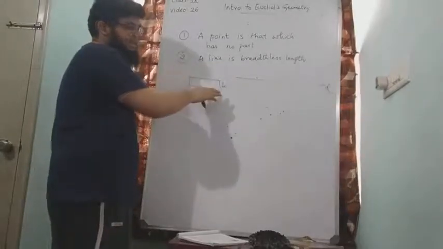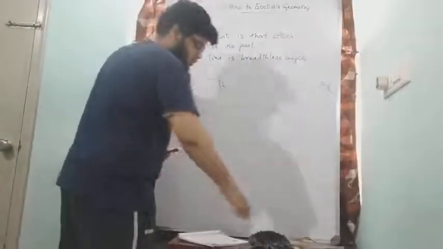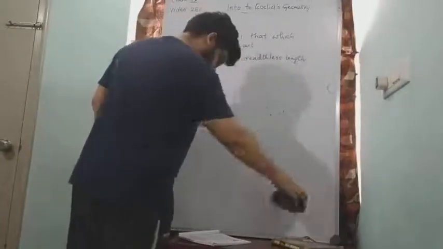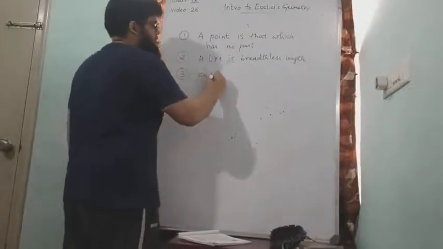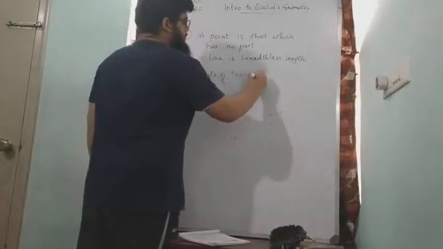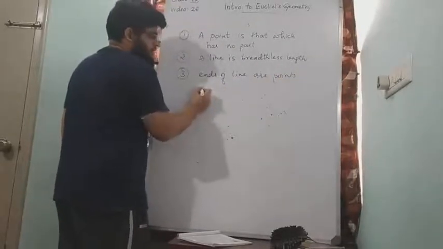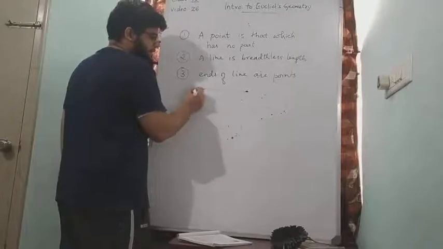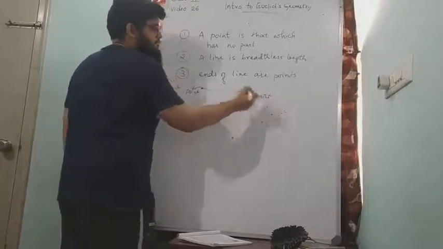That means there is no breadth when you draw a line. It can be only length. So that is the second point. Third, the ends of a line are points. That means if I have a line, the end of this line is a point, and here also the end is a point. Okay.